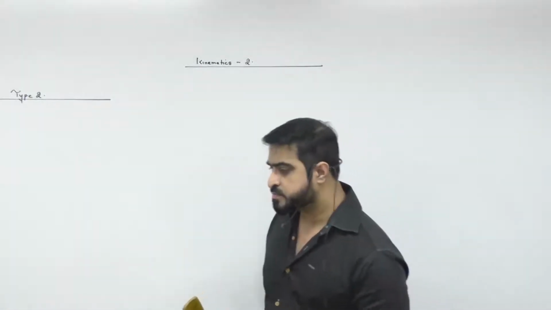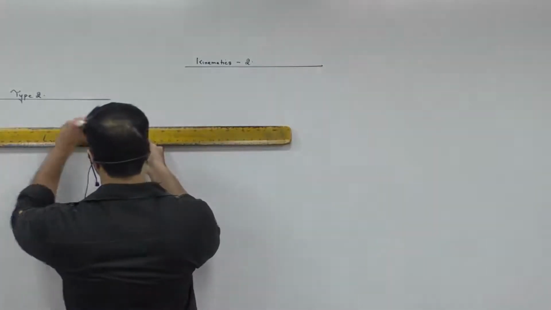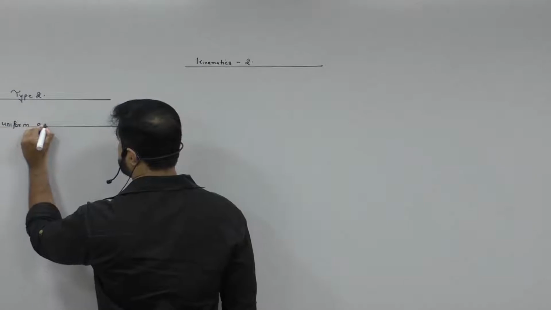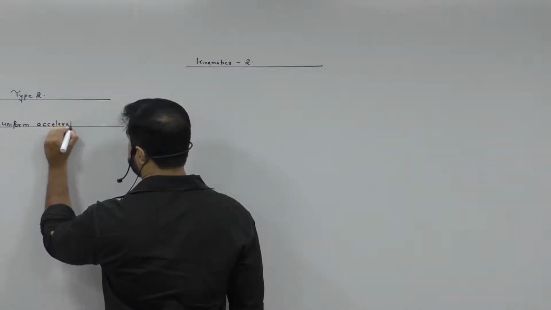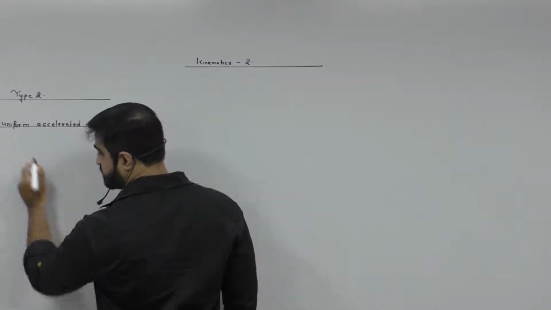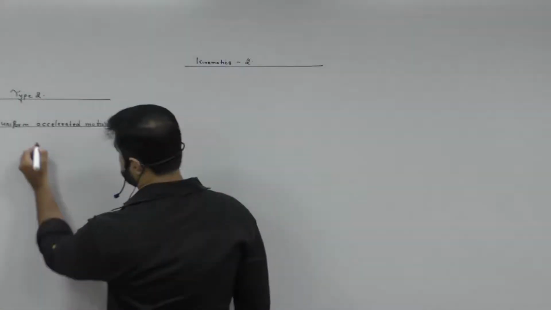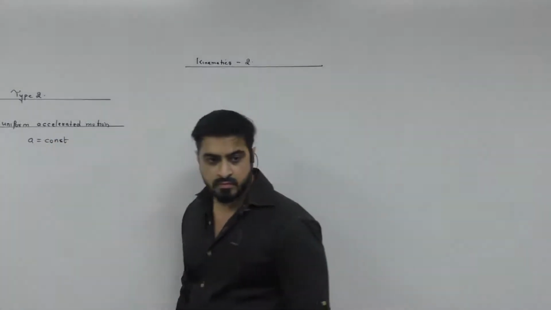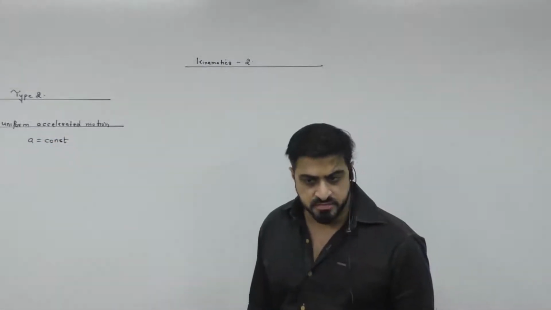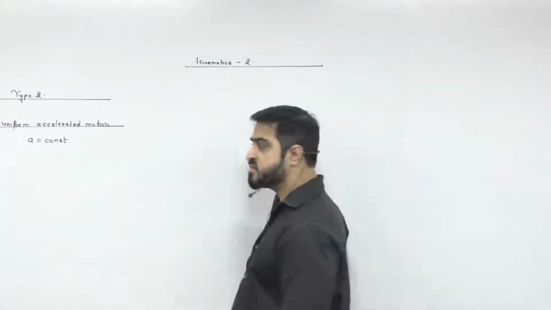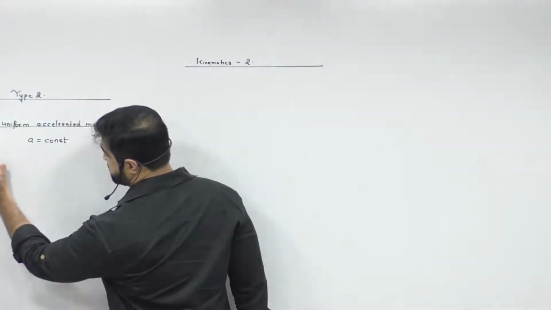Today I am doing type 2, that is uniform accelerated motion. Means what? A is constant. Acceleration is constant. Whenever acceleration is constant, better, I will use these kinematical equations.